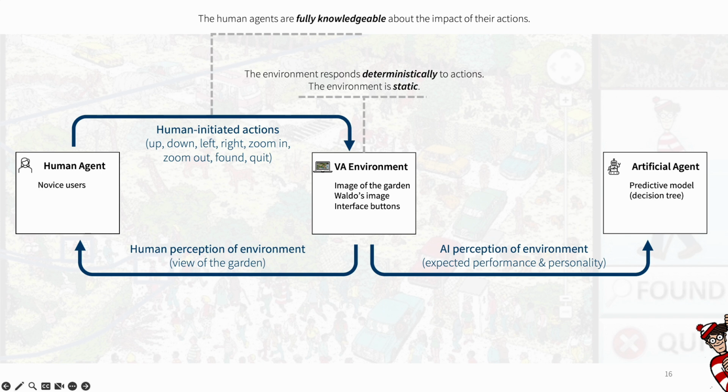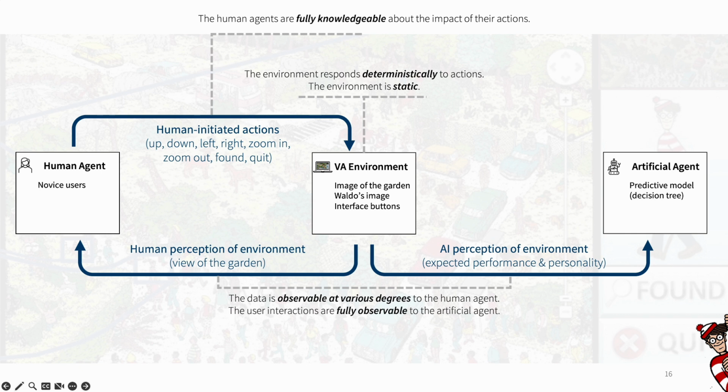Let's look at the bottom arrows for each agent. We argue that the data is fully or partially observable to the human users, depending on the zoom level. At higher zoom levels, the players won't be able to see as many details, whereas on the lower zoom levels, they can see more details. The user interactions are fully observable to the artificial agent. Lastly, we would argue that there is really one human agent present in this setting. While the authors take an important step towards building an artificial agent, we do not consider this to be a mixed initiative setting, since the artificial agent does not take any actions upon the environment.